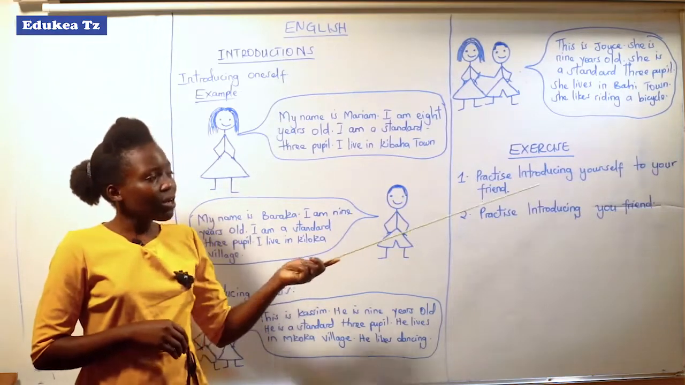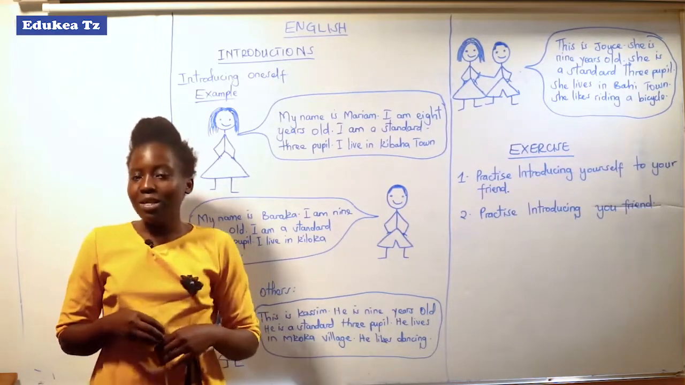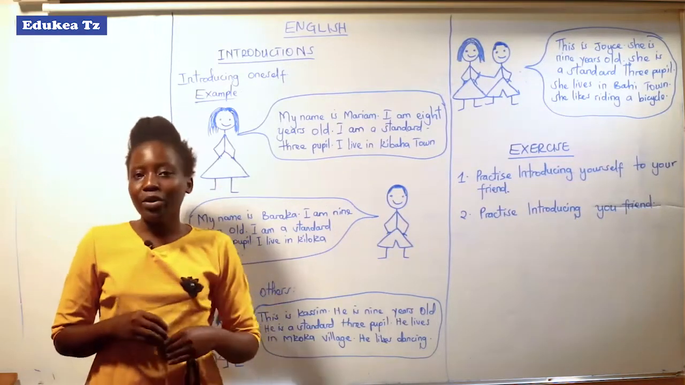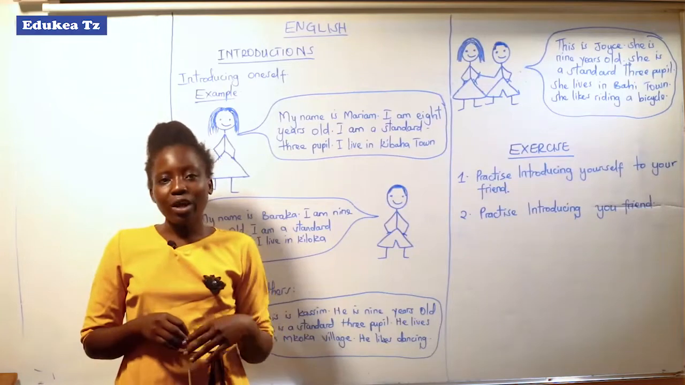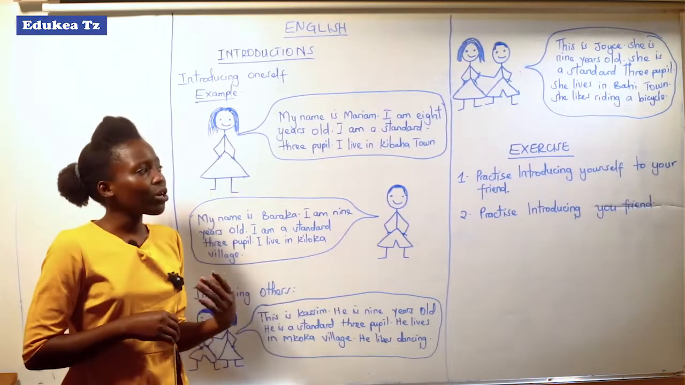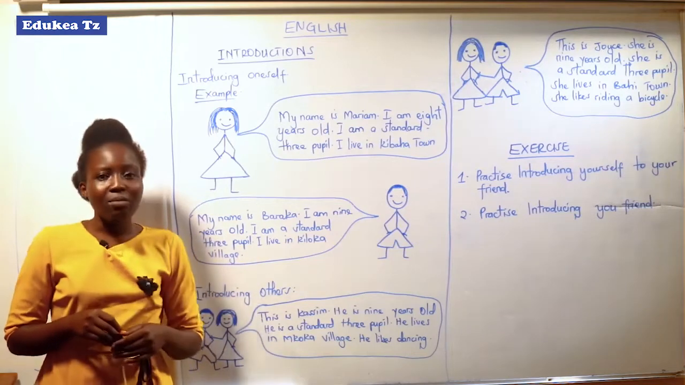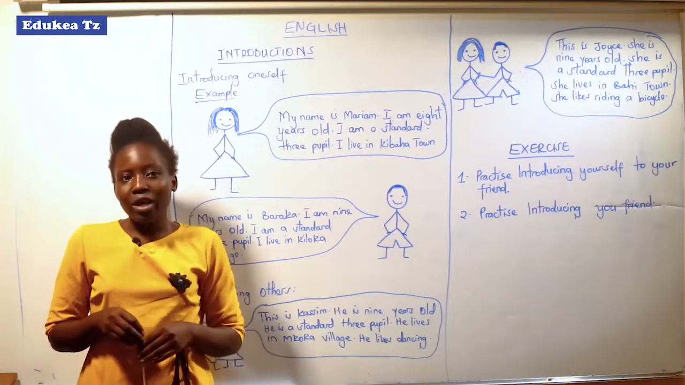You can introduce yourself to your friends or family members by starting with your name, how old you are, which class you belong to, and also you can introduce where you came from or where you live. And also you can add by saying what thing you like.